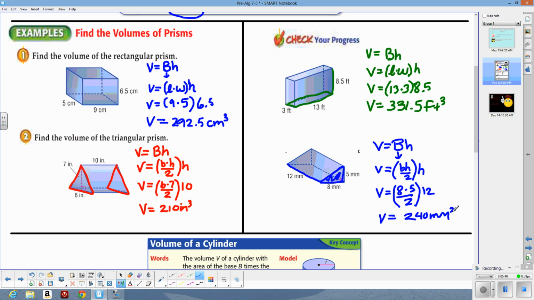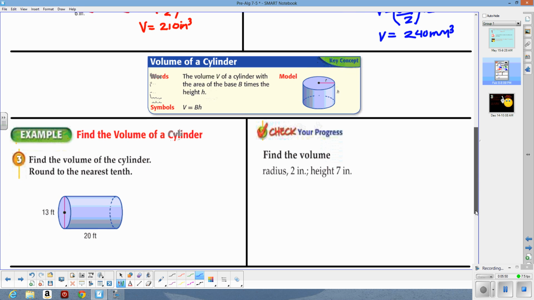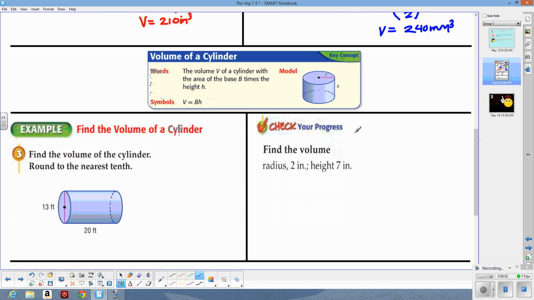Next up, we're going to find the volume of a cylinder. A cylinder is a prism that has a circle as its base. In this example, the cylinder is tipped over on its side. So here's its base, which is a circle, and the height of the cylinder is right there. We're going to go ahead and write down the formula.